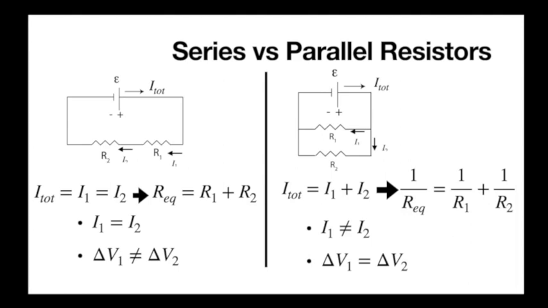So the keys for resistors in parallel are that they do not share current. The current is split between them. And they do share voltage. So that's the other key piece, or very important, yeah.